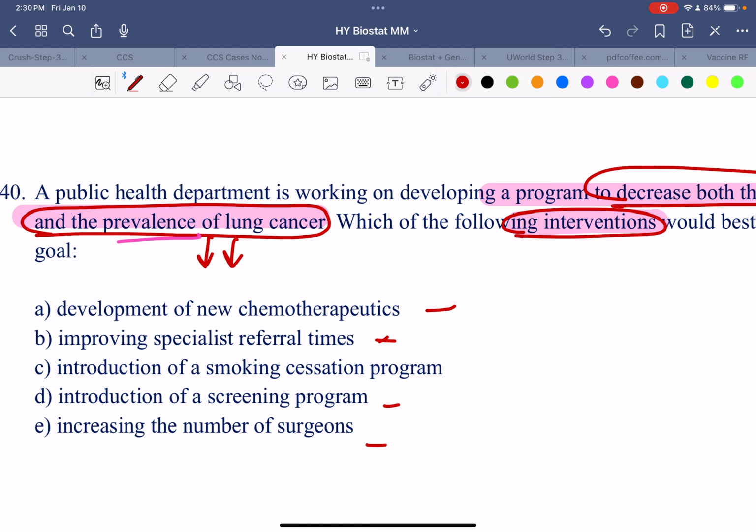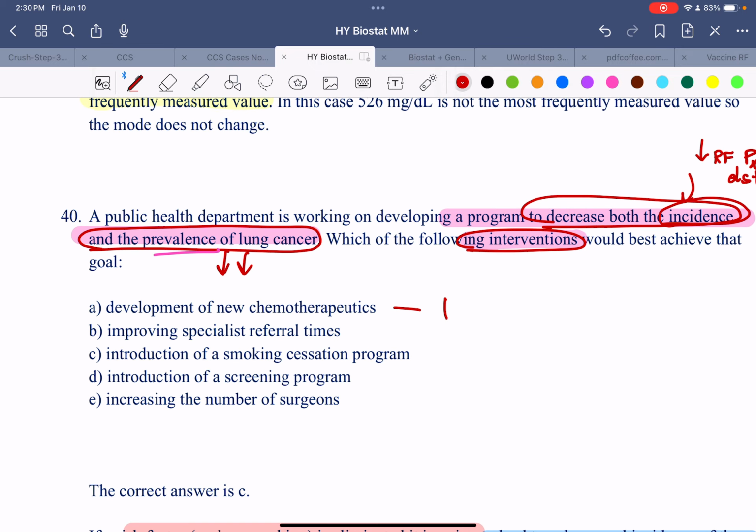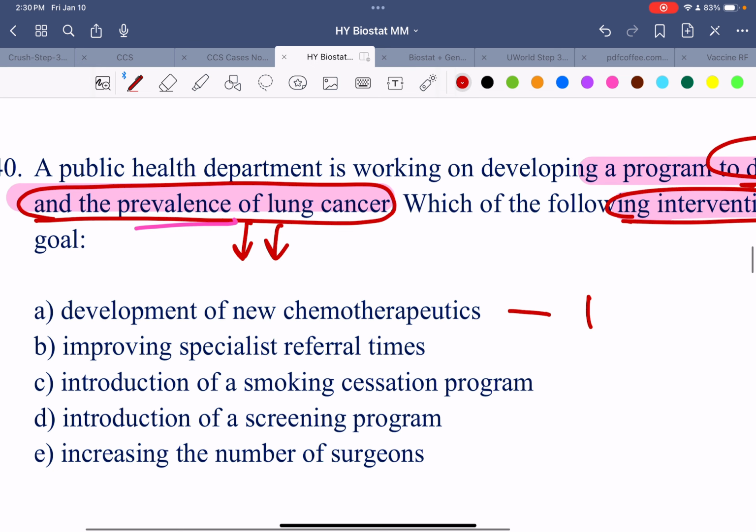You can just compare all the 5 examples and find something that's the odd one out, right? Or we have another way in which we can go one by one and see which one decreases the prevalence, right? If we develop new chemotherapeutic agents, the people will be cured, and of course, this will lead to a decrease in the prevalence. Oh, we want something that decreases both the incidence and prevalence, right? So new chemotherapies are just the treatment. They will not decrease the incidence, they will only decrease the prevalence.